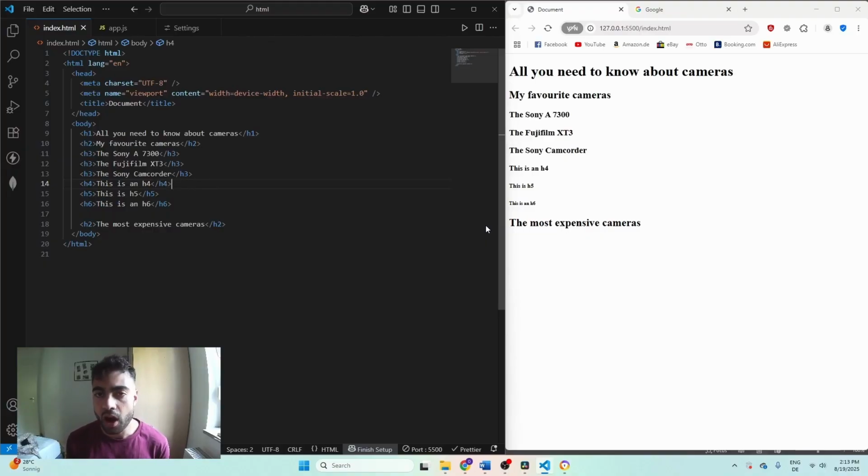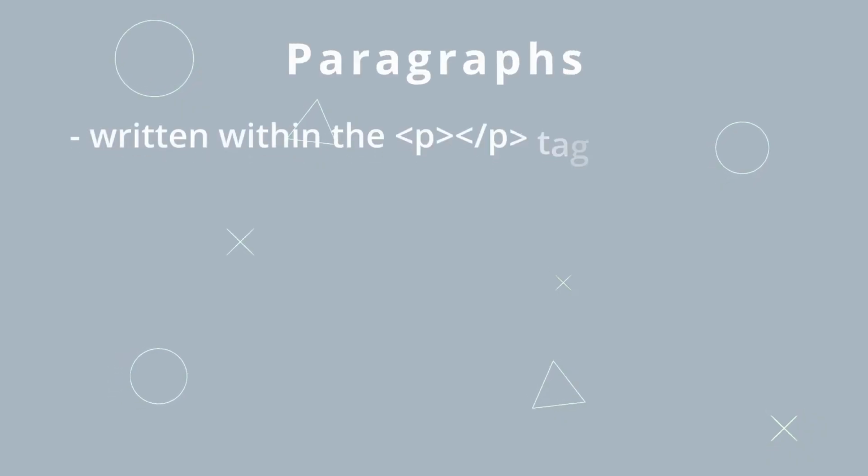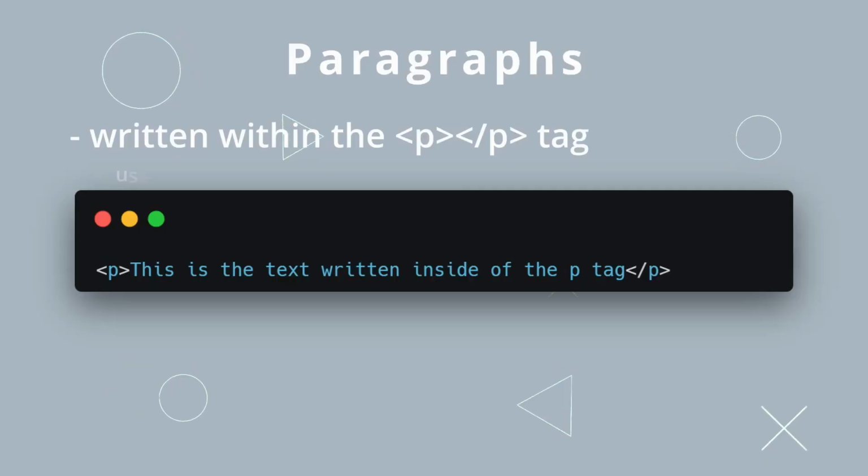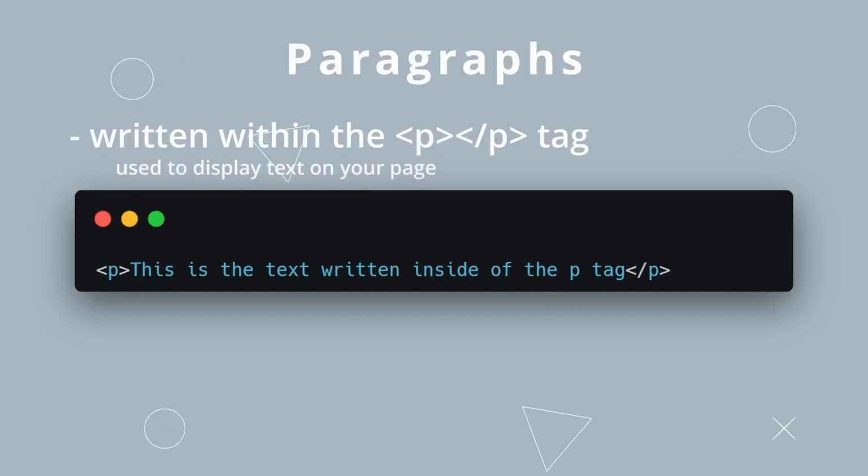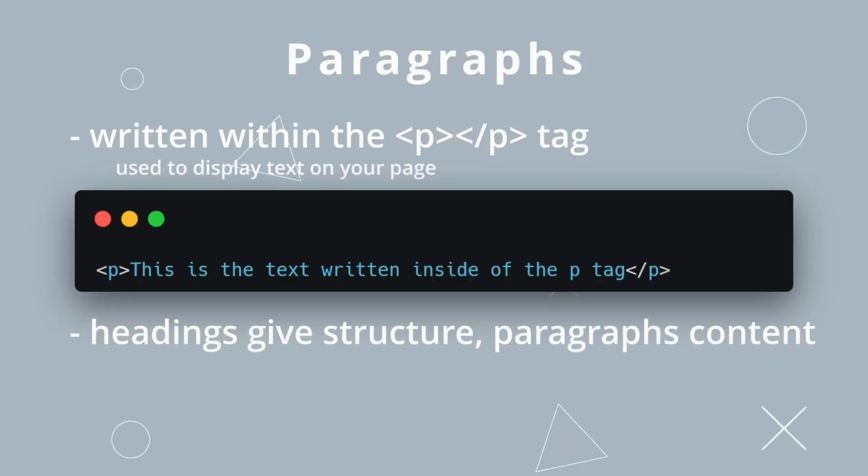So your H1 should always be the title of your website and the most important, most descriptive thing to describe your website. Your H2 is then usually used to subdivide your website into subsections. H3 is used to subdivide your H2s into further subsections, the way I did it right here. And then H4, H5 and H6 further subdivide the previous title. Paragraphs, on the other hand, are written within the P tag and they're used to display blocks of text on the page. So headings basically give structure, paragraphs give content.